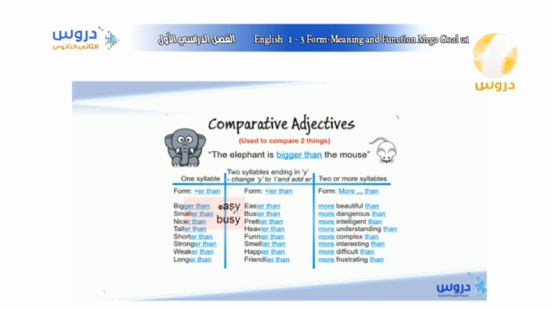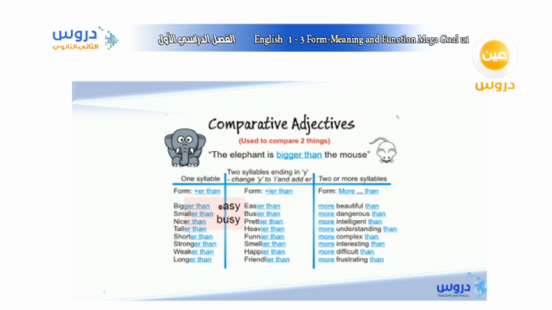So, what did we do? We dropped Y and add I, then ER. That's it. Easy, easier, busy, busier, pretty, prettier, heavy, heavier, funnier, smaller, happier, friendlier. That's it, etc.